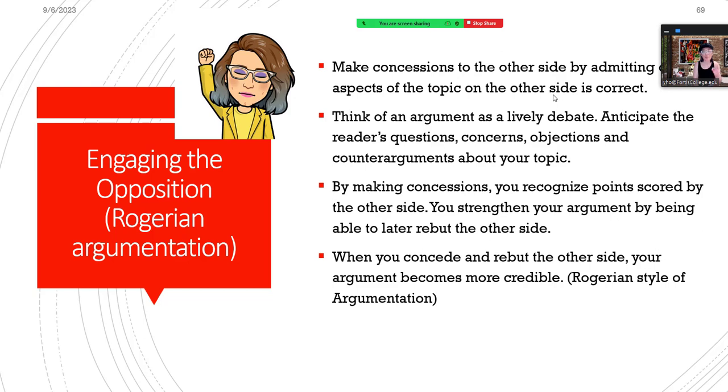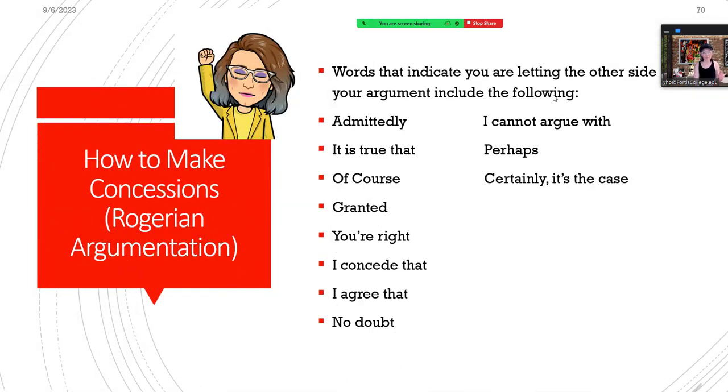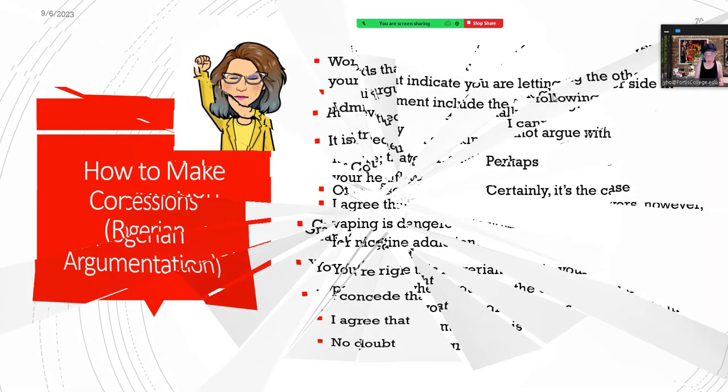So by making concessions, you recognize points scored by the other side. You strengthen your argument by being able to later rebut the other side. So when you concede and rebut the other side, your argument becomes more credible. So you would say, granted, abortion, women should be able to do whatever they want with their body, making abortion moral. And then I cannot argue with the fact that women should be able to do whatever they want with their body. So all of these words, admittedly, it is true that, of course, granted, I concede that, I agree, no doubt, all of these are sentence starters that you use when you concede to the other side.